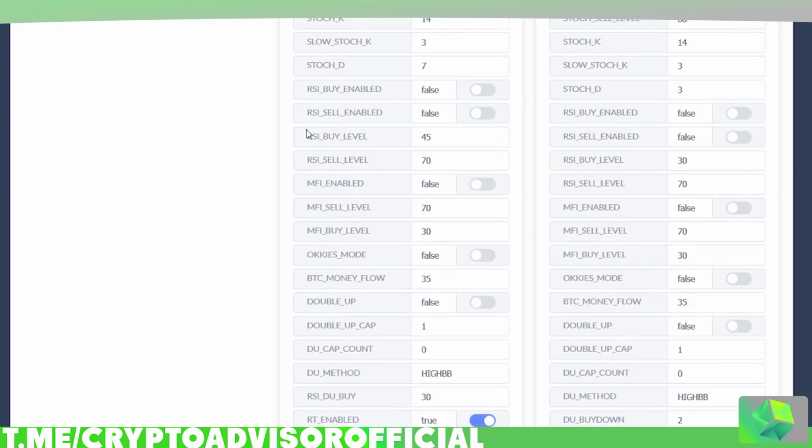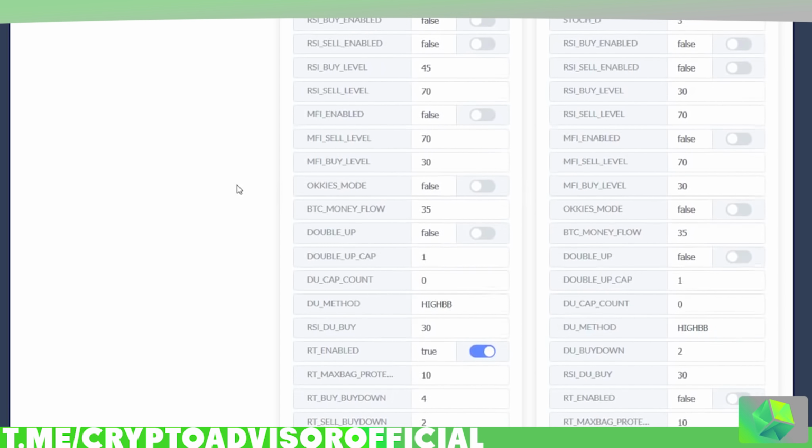Now, obviously, next you can use RSI. That's what I was using earlier, but I find RSI to be a little bit too conservative for me. But you can do that if you decide to do so yourself, and it works the exact same way for the buy level and the sell level. And then MFI is another indicator that you guys can try out.